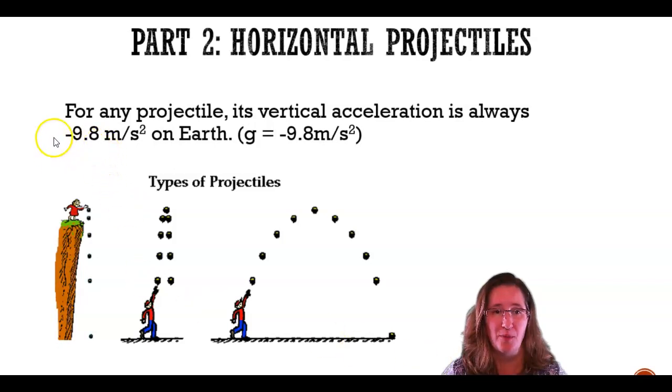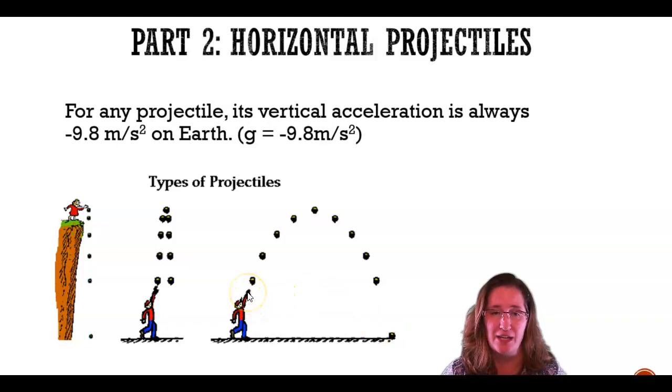So as a reminder, anything that is in projectile motion has an acceleration of 9.8 meters per second squared on Earth, and that is usually abbreviated with a lowercase g. So here's our three types of projectiles. We have this one being dropped straight down. We have one that is both up and down, and here we're going to take a look at projectiles as they go sideways while also falling.